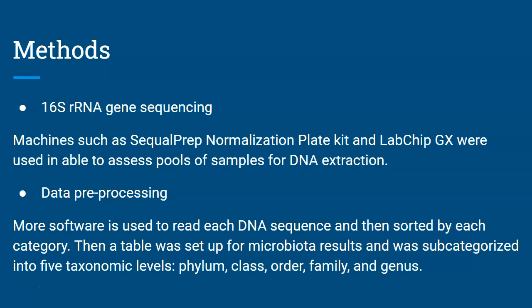extraction. Data preprocessing. More software is used to read each DNA sequence and then sorted by each category. Then a table was set up for microbiota results and was subcategorized into 5 taxonomic levels: phylum, class, order, family, and genus.